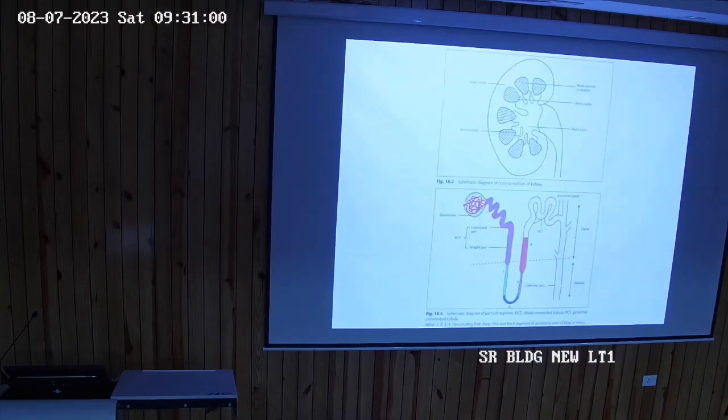About the part of the loop of Henle. See the diagram. The loop of Henle has two parts, the thicker part and the thinner part. The loop of Henle is lined by cuboidal cells in the thicker part.